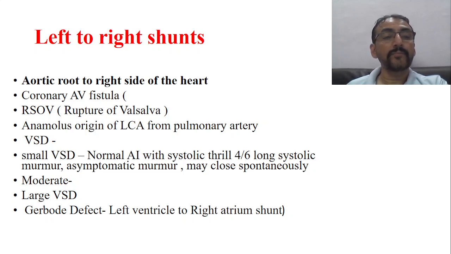Now, VSD can be divided into three types: small VSD, moderate VSD, as well as large VSD. In the small VSD the murmur will always be more, whereas in the large VSD the murmur will always be less, but signs of left ventricular failure or congestive cardiac failure will be more in case of a large VSD. Recurrent respiratory infections are also more common.